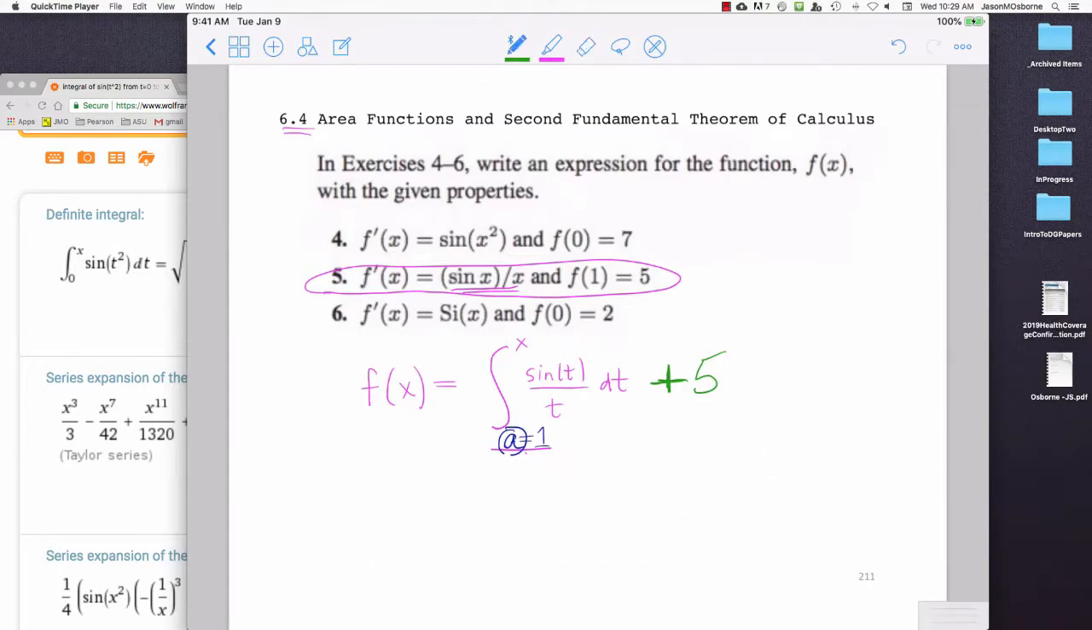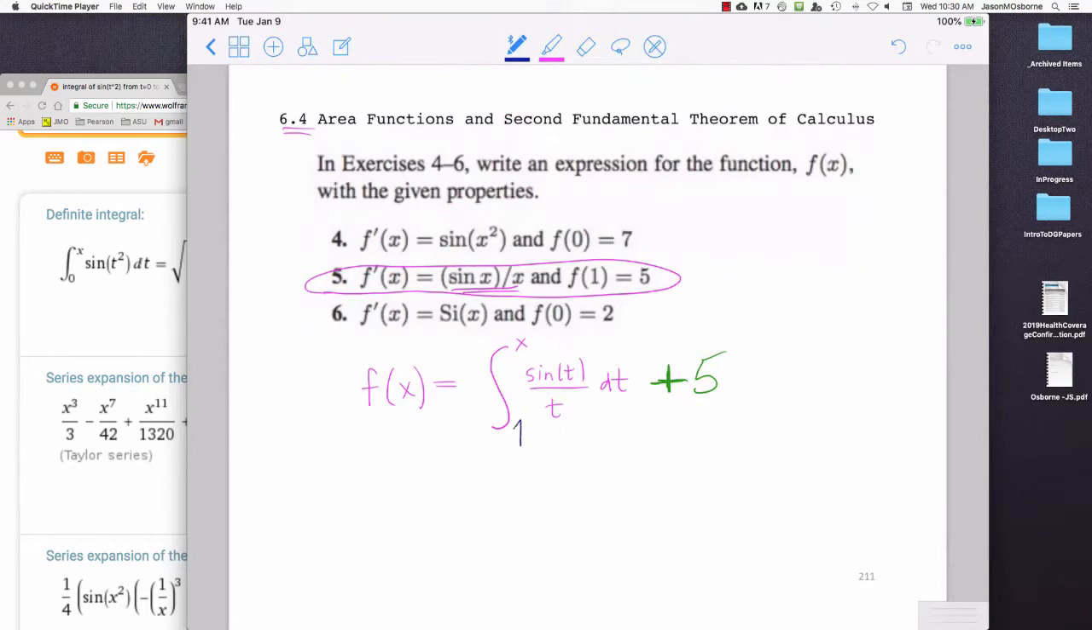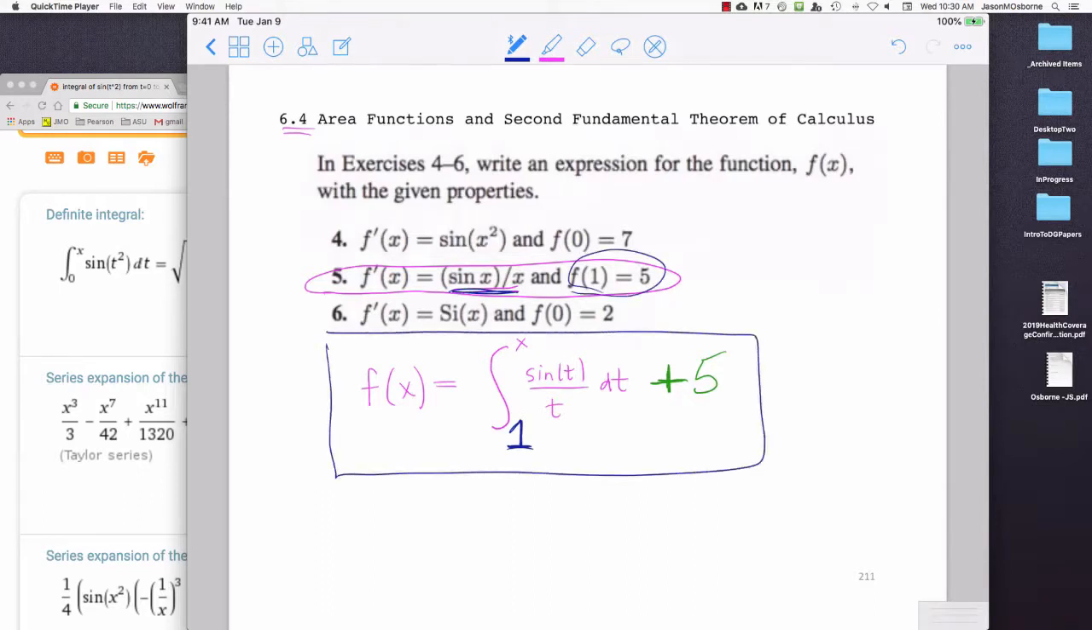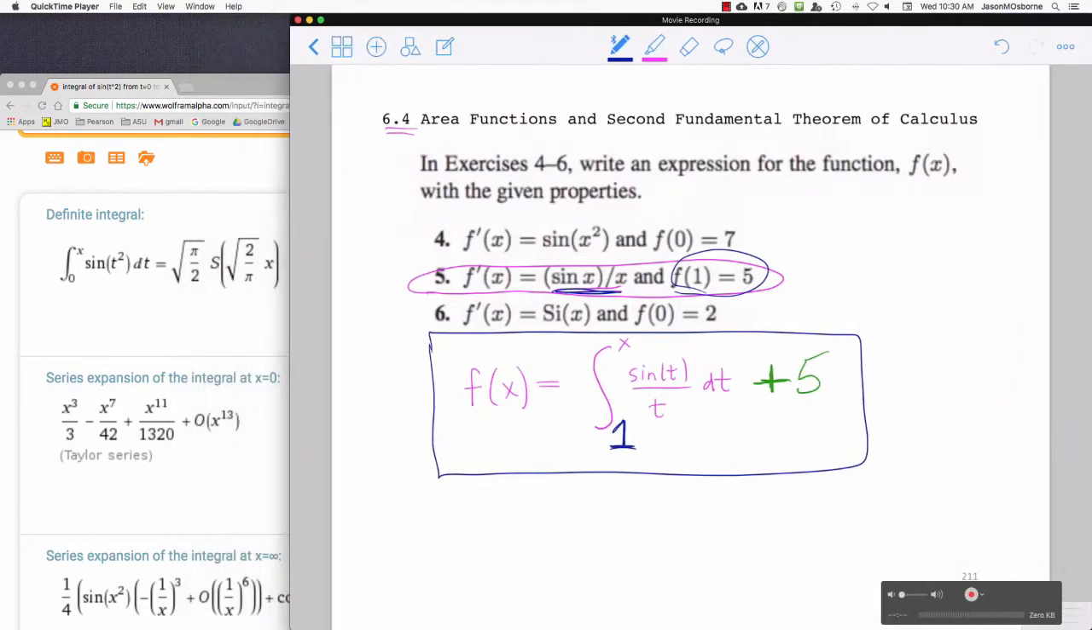Okay? Your answer is that the function that you're looking for, the function whose derivative is sine of x over x and whose value of the function at 1 is equal to 5, this is the answer. Okay? And again, that may not be an answer that you can write down in closed form.